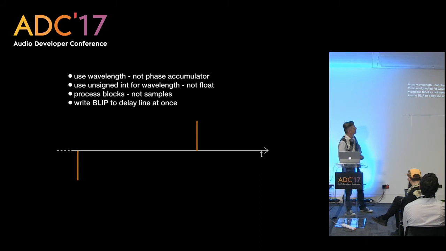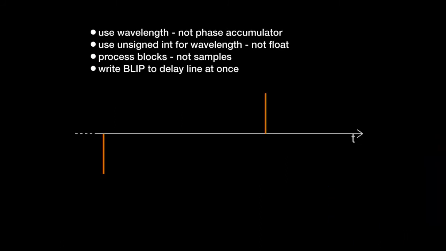Some hints, because I've seen it being done wrong so often. Use a wavelength, don't use any phase accumulator. Use an unsigned int for wavetable length and not a float or something like that, because if you use it as an index, you will sometimes convert it to an integer anyway. The other thing is process in blocks, not in samples. This will perhaps increase your latency a little bit, in the order of like 16 samples.